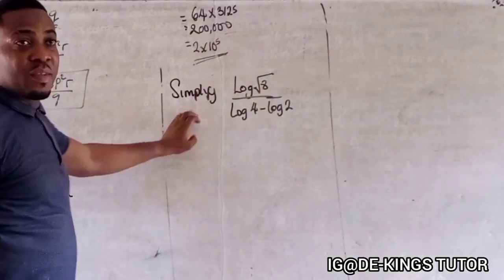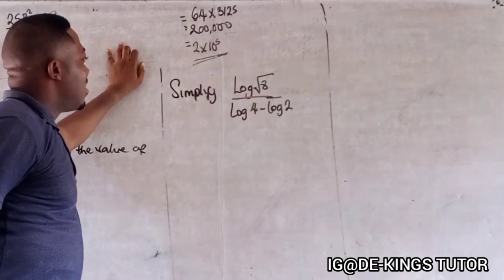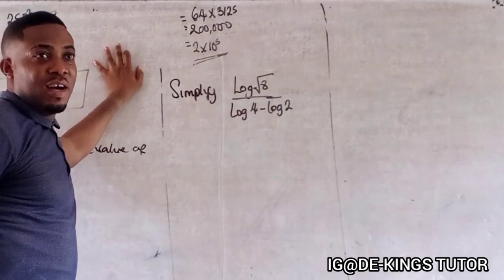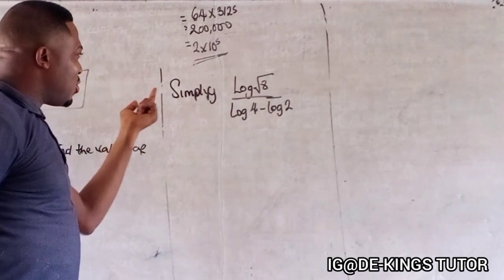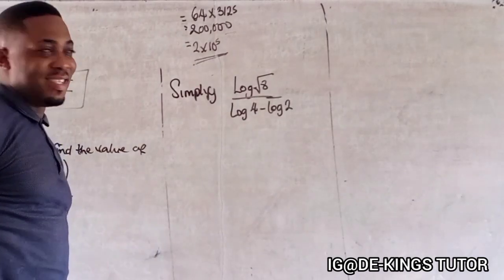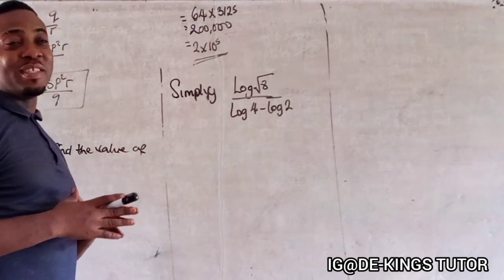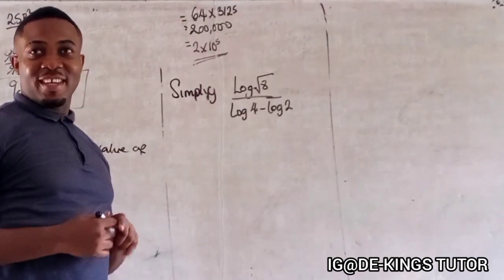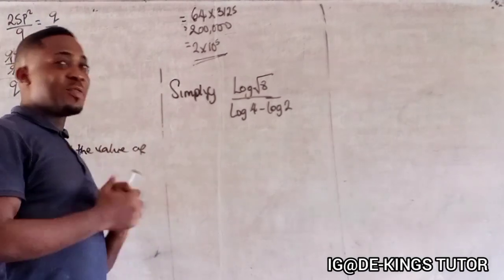Now let's solve this. Simplify log root 8 divided by log 4 minus log 2. So you should be able to solve this. Like what I've said, even if it is difficult for you to do other things, just read the ones we have done. It cuts across, you understand it.